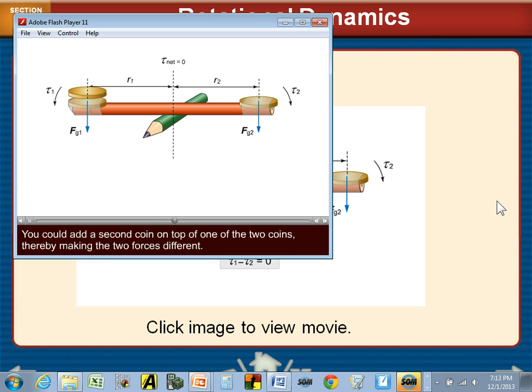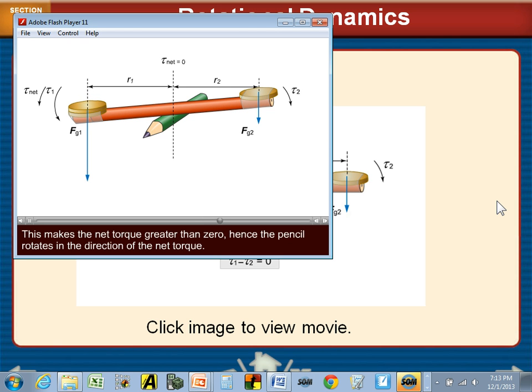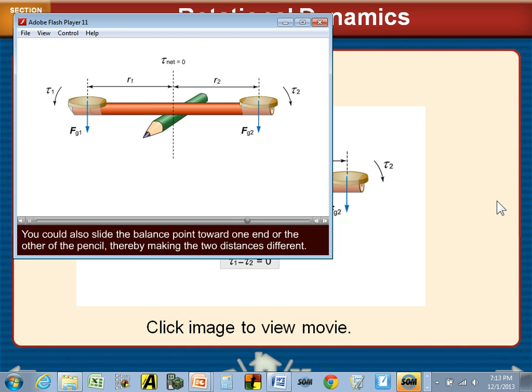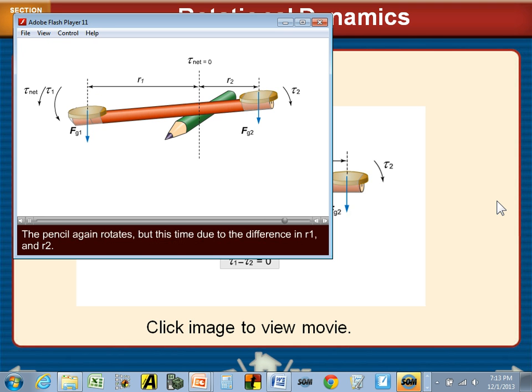You could add a second coin on top of one of the two coins, thereby making the two forces different. This makes the net torque greater than 0. Hence, the pencil rotates in the direction of the net torque. You could also slide the balance point toward one end or the other of the pencil, thereby making the two distances different. The pencil again rotates, but this time due to the difference in R1 and R2.